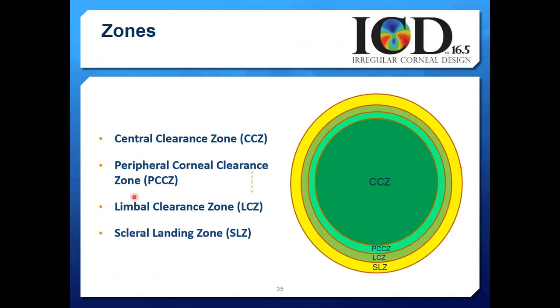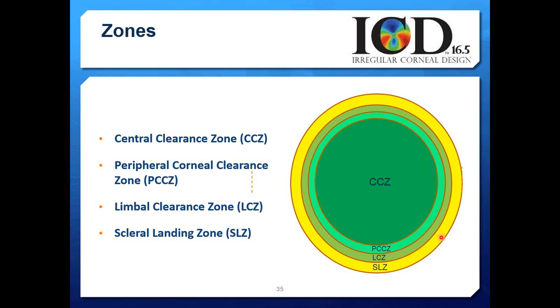Now let's talk about the zones of the ICD lens. There are three principal zones that you'll hear discussed in many of the webinars and in a lot of the materials that come from Paragon, but there's actually four zones in the lens. The second zone, the peripheral corneal clearance zone, is discussed very little, but what it does is it raises or lowers the center of the lens. You don't often have to change it, but it's helpful to know it's there. The limbal clearance zone would increase the vault that you're seeing over the limbus, and then of course the scleral landing zone would be where our lens lands on the eye surface.